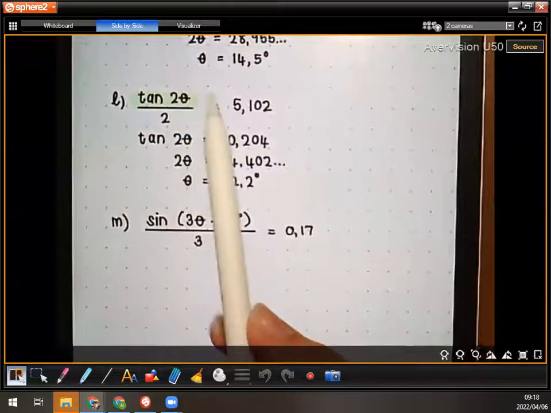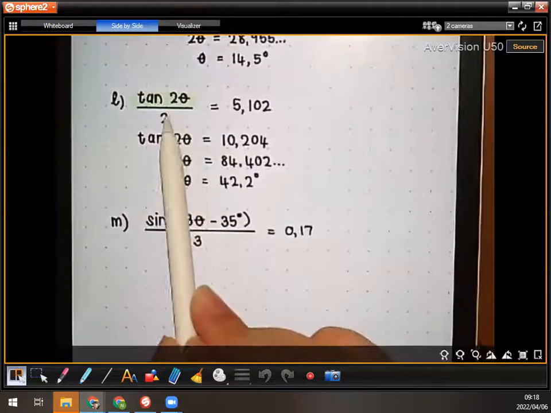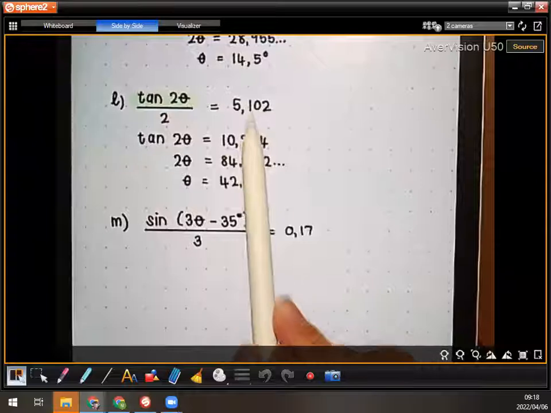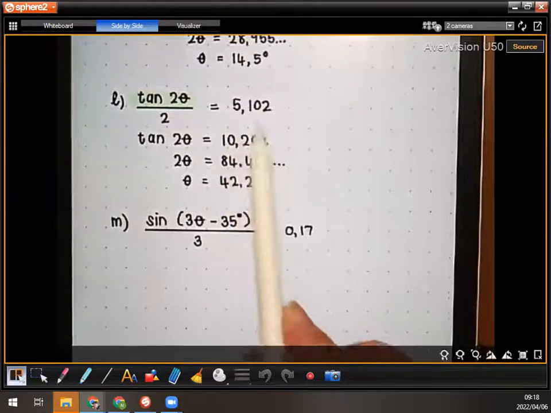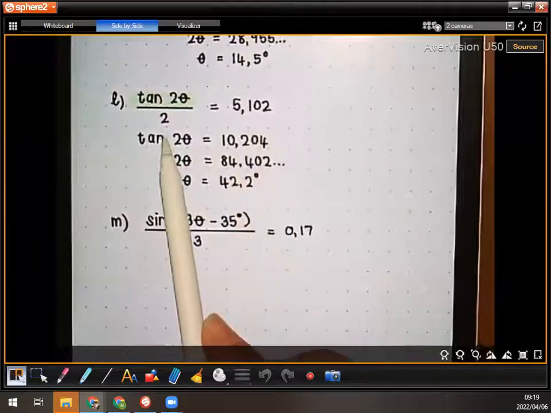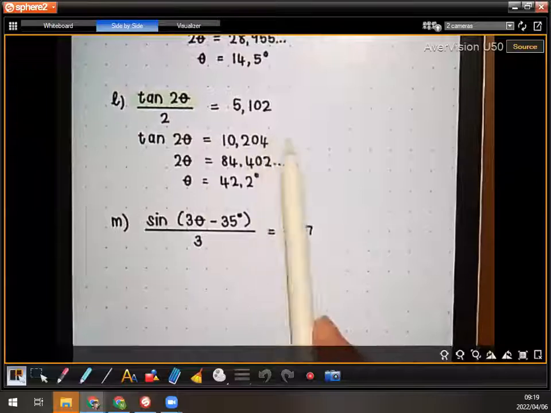You have tan 2 theta over 2. So here you're dividing by 2. When you move it across, you must times by 2. All right, that could explain things. Yes. Then you're going to do shift tan of this value.